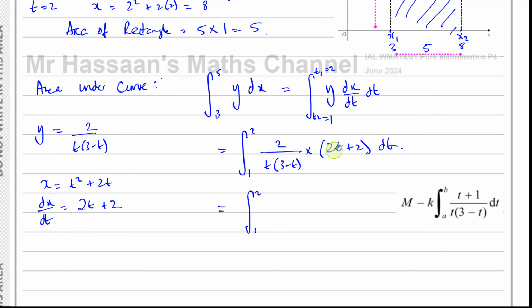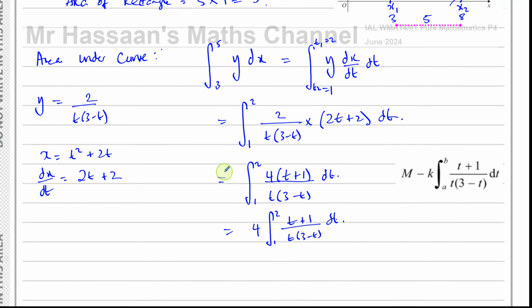So I can see here, if I take 2 out of this bracket, I'll have 2 times 2, which is 4. I'll have t plus 1. I'm looking for the t plus 1 over t times 3 minus t dt. So to put it in this form with the k there, the k is 4 basically. They've taken the constant outside, just like I like to do. So you have t plus 1 over t times 3 minus t dt.